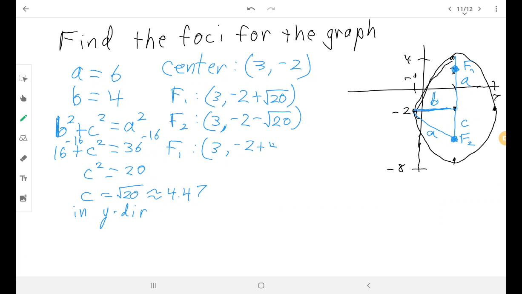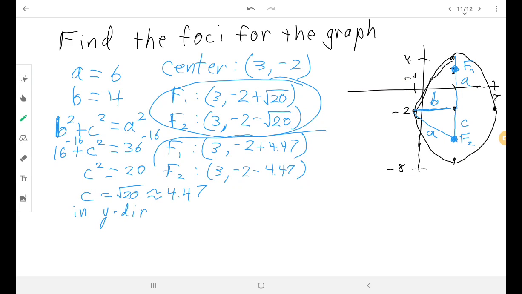Now, you can do that, or you can pull out a calculator, and you can say, okay, what's -2 plus 4.47? And you get an answer for that. And you could say, what's -2 minus 4.47? And get an answer for that. These are both acceptable. It'll just depend on what Edgenuity is looking for. I'll pause here, allow for questions.